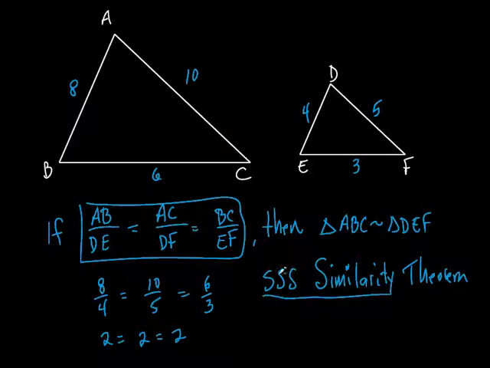That's it. Now, does that mean that all three sides are equal to each other? No. Does that mean all three sides here equal all three sides here? No. But it does mean that the sides are all in proportion. All three sides are in proportion, which means they have the same scale factor. All right?